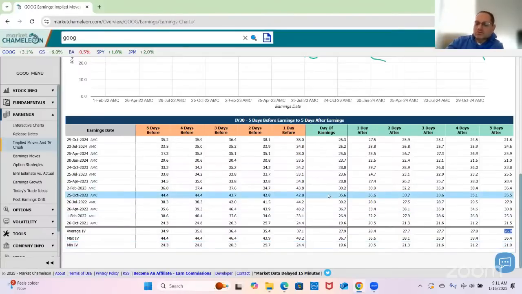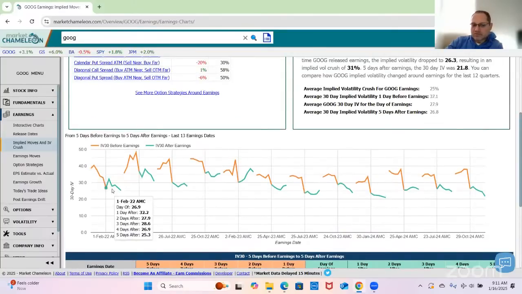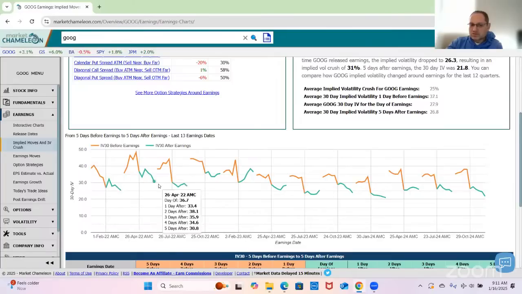Another thing we have here is the graph. So here, this is the graph of the implied volatilities by observation. You can see here, these are all the different observations. And in the orange line, this is the implied volatility before earnings, and then the green line is after, so the 5 days after. And this allows you to look at it graphically, a 5-day graph, over time.